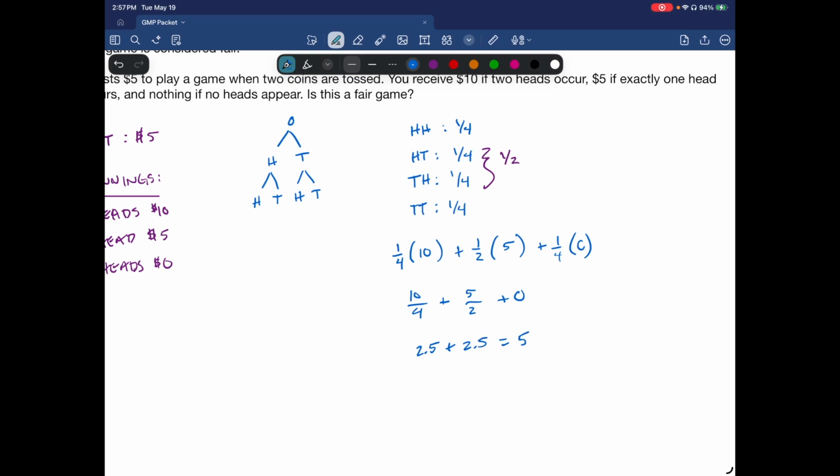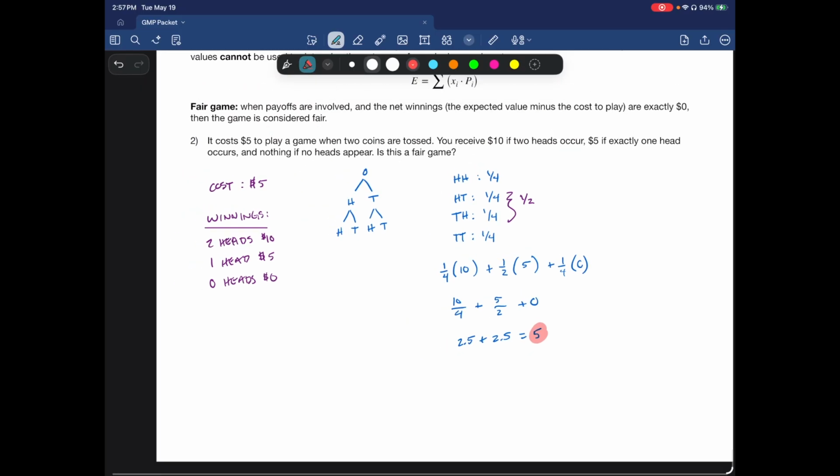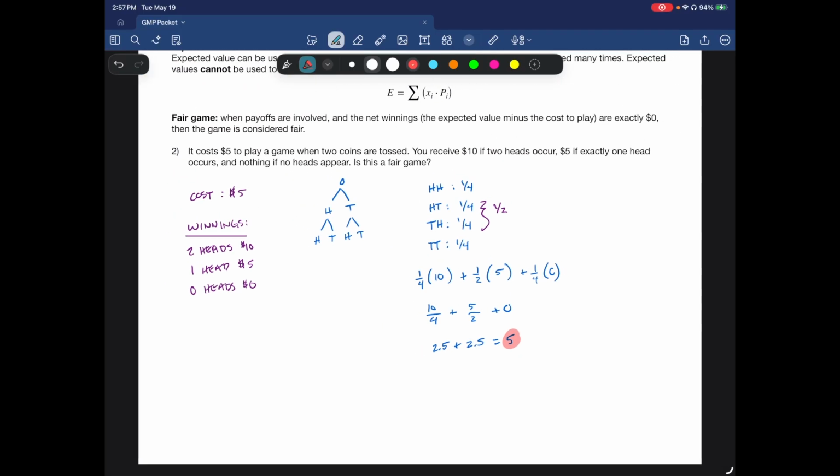So here's the idea. I wanted to know if this is a fair game, which means the cost of playing, $5, is equal to my chances of winning. And again, the cost of play minus the expected value should get 0. This is more than 0. So the chances are really good that I'm going to make some money. In fact, half of my chances I make money. So this is a better than fair game.